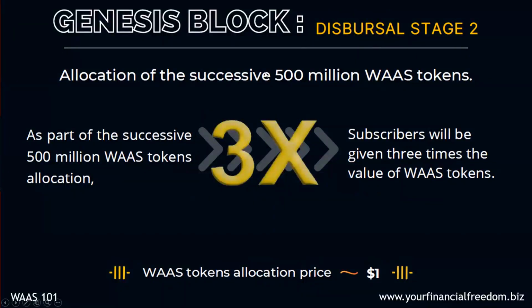Once the first Genesis block is completed, the second phase of the Genesis block, stage 2, will commence. At that point, anybody who tops up or buys a package will get 3 times in WAS tokens. So in that case, you spend $100 on buying miners, you will get 300 WAS tokens, okay?